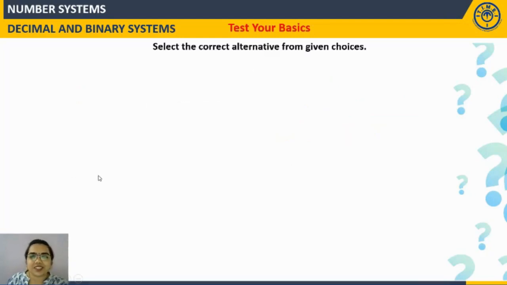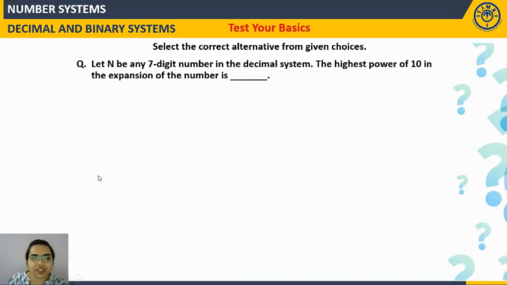Yes, so the next set of questions are multiple choice questions. So let us see the questions one by one. Let n be any 7-digit number in the decimal system. The highest power of 10 in the expansion of the number is dash. Okay, the options are 7, 3, 9 and 6. Right, a very interesting question. So this will tell you if you have understood the basics clearly or not. So let us see. It is given n is a 7-digit number in the decimal system.